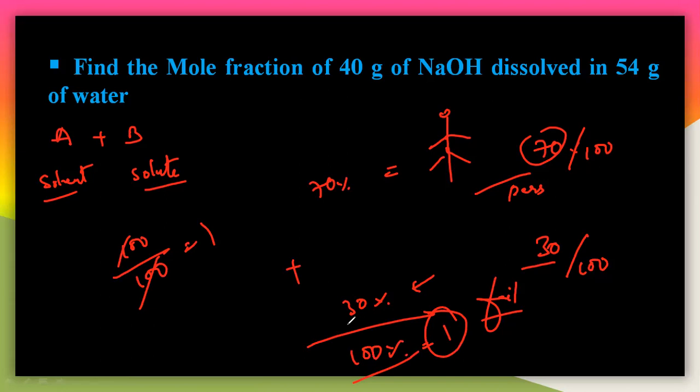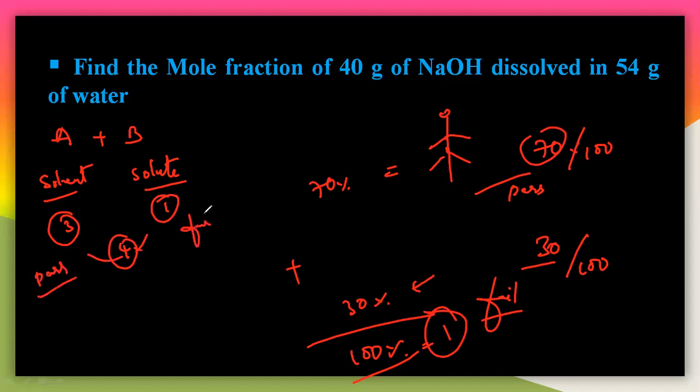So in that way, these are mathematics. Now let us understand this in chemistry. See here, the mole fraction of the solute and the solvent. You have the solvent as 3 moles and the solute as 1 mole, so the total will be 4 moles here. Now let us take the solvent as pass and the solute as fail. So what is the pass percentage? Definitely 3 by 4, and the solute is 1 by 4.